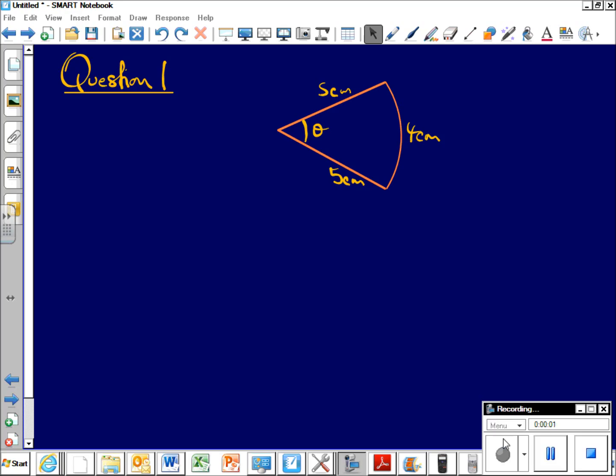So this is question 1. We've got a sector of a circle. The angle we don't know, but we know the radius is 5 and the arc length over there is 4. Find the value of theta.